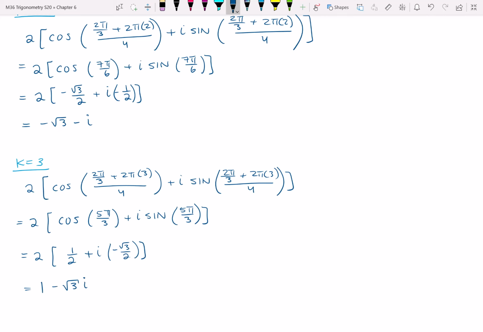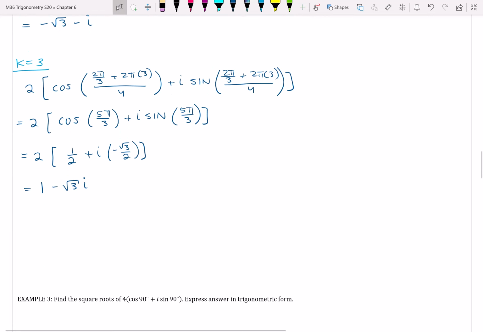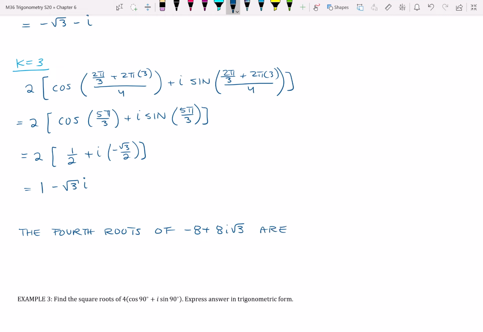So I'm going to write all of them down here. So the fourth roots of negative 8 plus 8I square root of 3 are, so we had square root of 3 plus I. We also had negative 1 plus I square root of 3, negative square root of 3 minus I, and the last one is 1 minus I square root of 3.